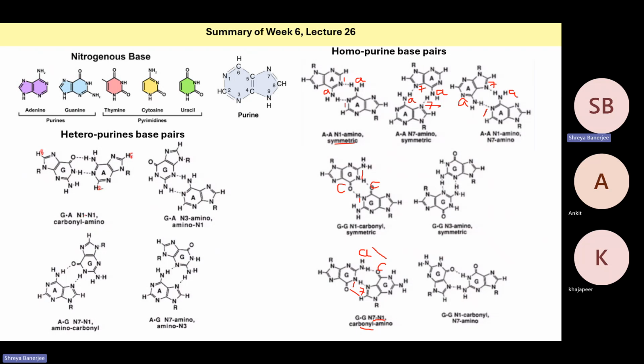So you can have N1, carbonyl, amino. So this is N1 of guanine, this is N1 of adenine, this is carbonyl, this is amino. So again, the names are based on the kind of hydrogen bond that is forming. And these are the different kinds of heteropurine base pairs.